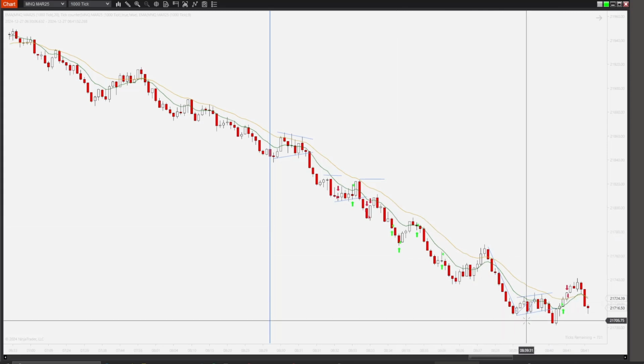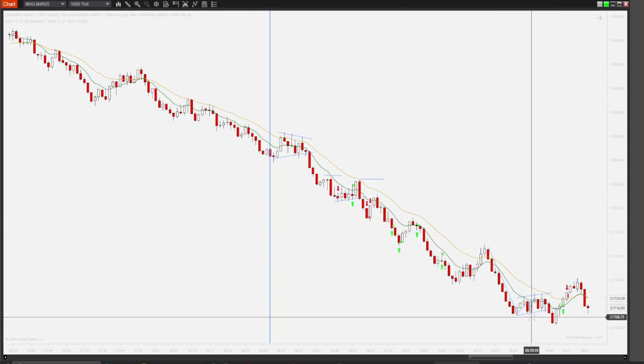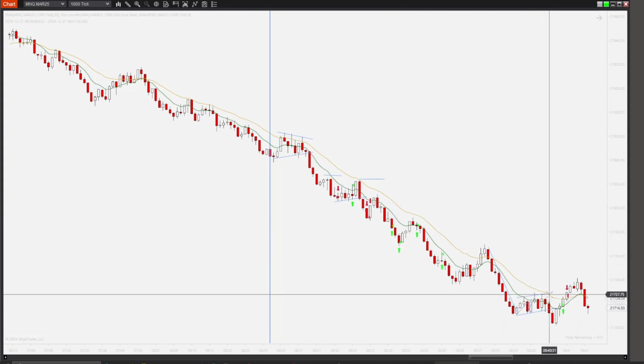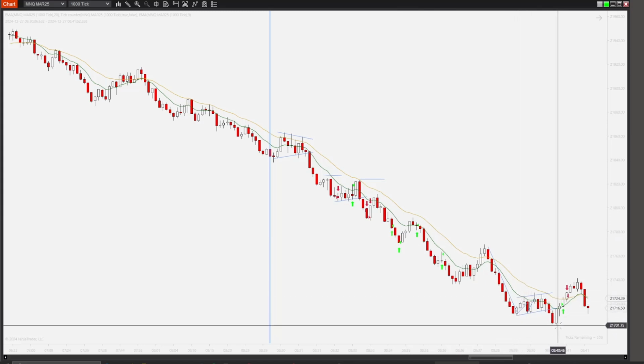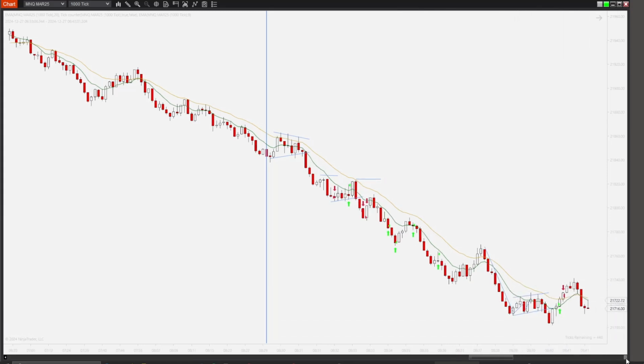So, lots of one-sided trading, lots of strong bears, and then some trapped bears. And what do you get? You get a big sharp move in the opposite direction.